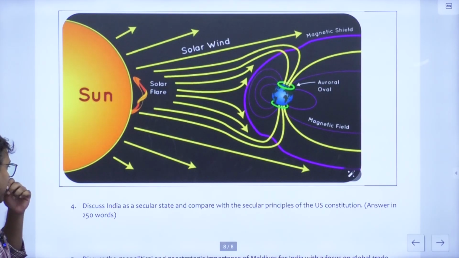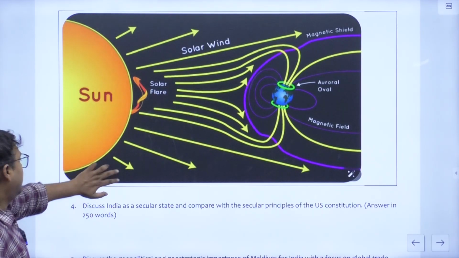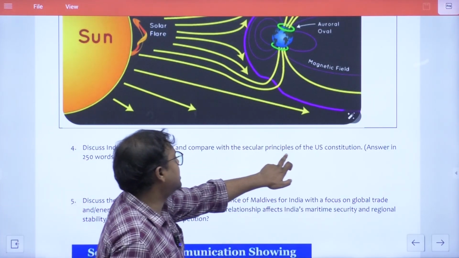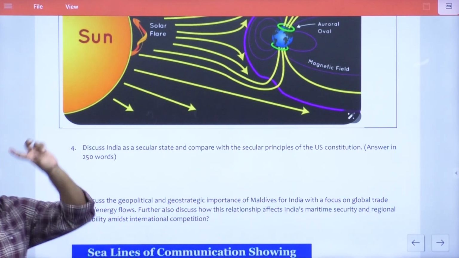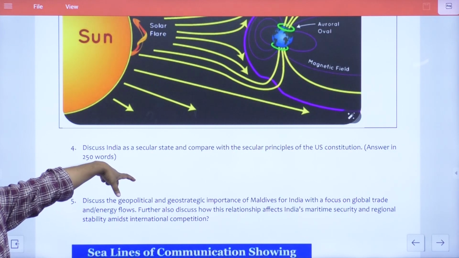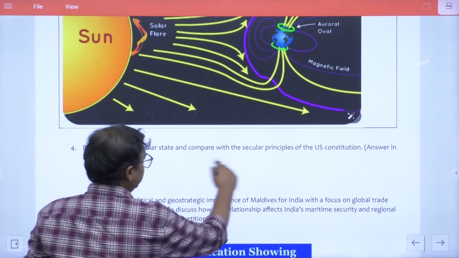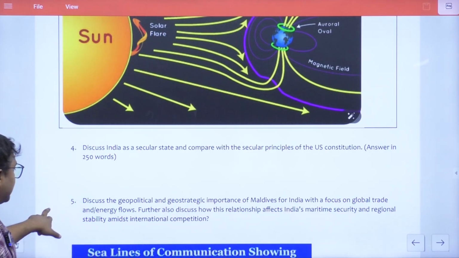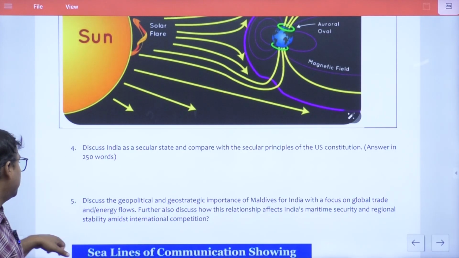डायग्राम में ठीक है. अच्छा, last, discuss India as a secular state and compare with secular principles of the US Constitution. What infographic will we give here? Excellent. So we'll give table US. ठीक है? This is a bit challenging. I need you to say this.